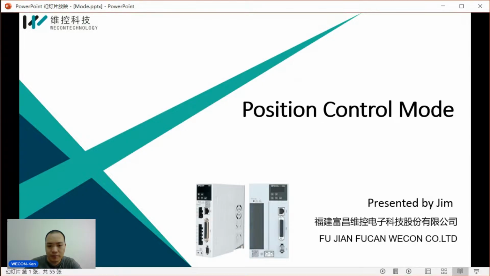Okay, let's begin. First part is position mode. We use this mode most frequently.